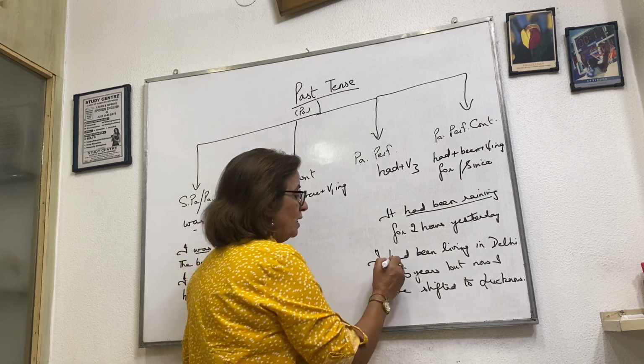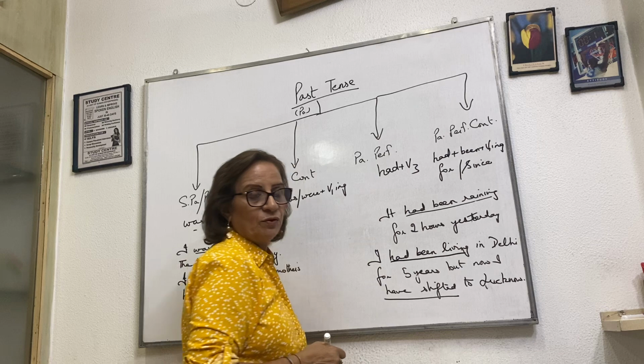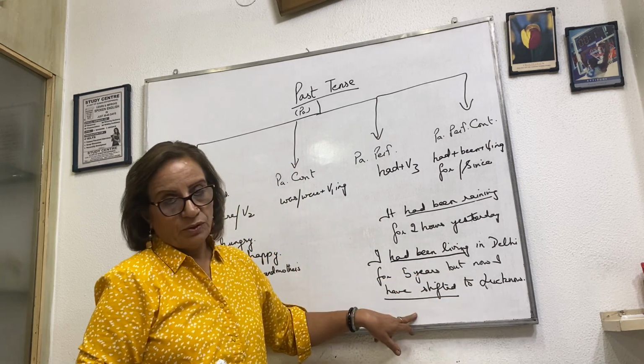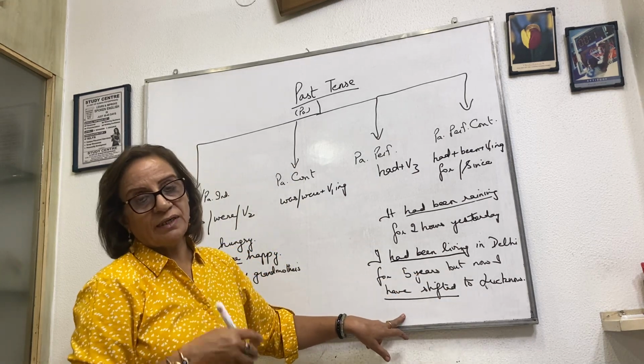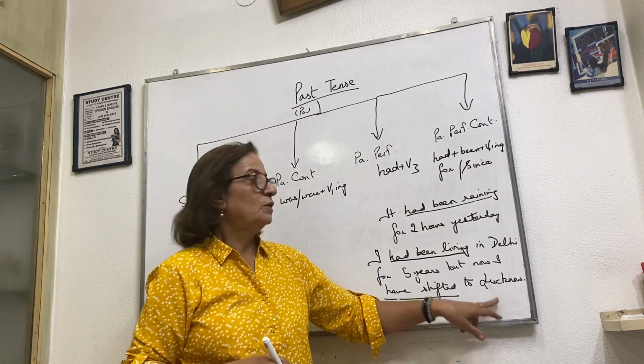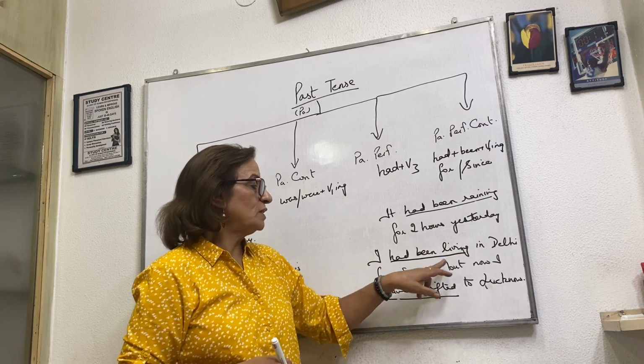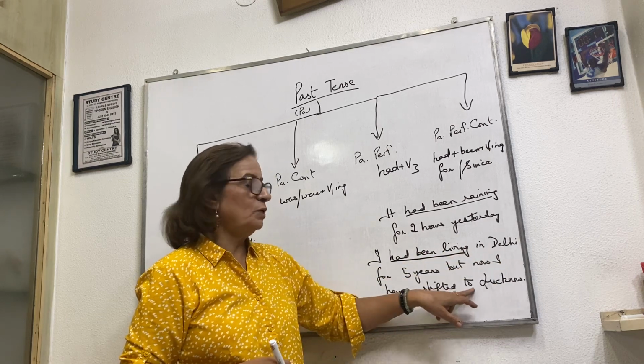So you can see here I have used present perfect continuous, and have shifted I've used because I'm talking about now. Now I have shifted. That means now I am in Lucknow. Now I have shifted, present perfect, to Lucknow. So I had been living in Delhi for 5 years, but now I have shifted to Lucknow.